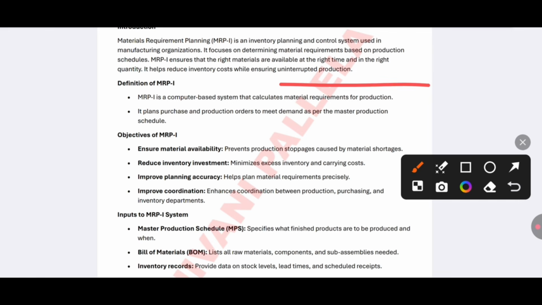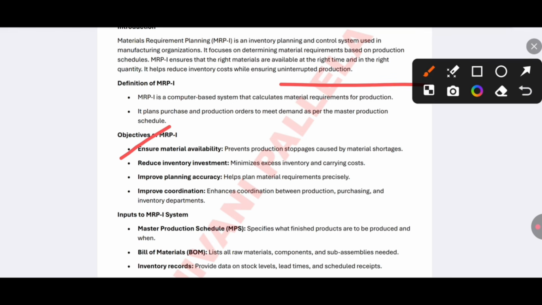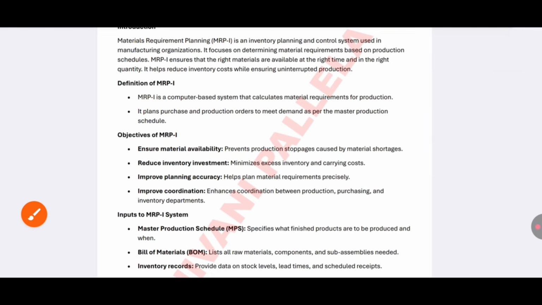Then what are the objectives of this? It ensures materials availability, meaning whether the materials are available or not. If not, whatever the stock-out is, it will manage everything and be able to tell. Next, it reduces the stock investment, meaning it reduces the expenses related to stock. Inventory is nothing but stock. Next, it improves planning accuracy, meaning whatever planning we are doing in the organization, it improves very well with the help of MRP1. It improves coordination also, between the production, purchasing and stock or inventory departments.